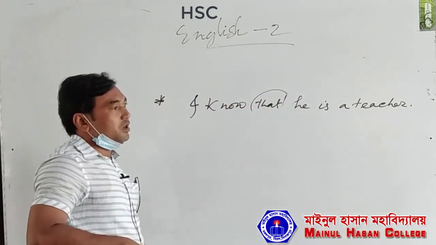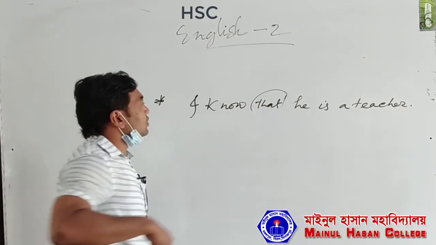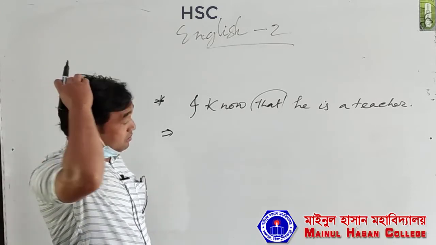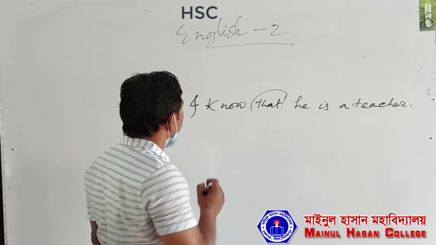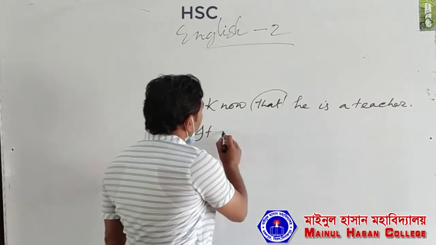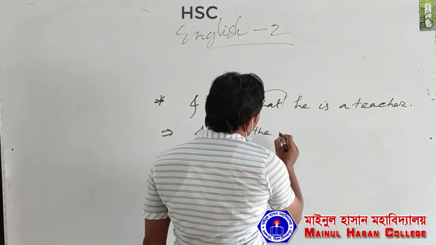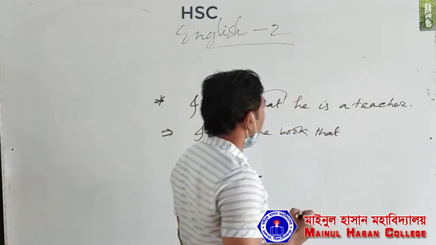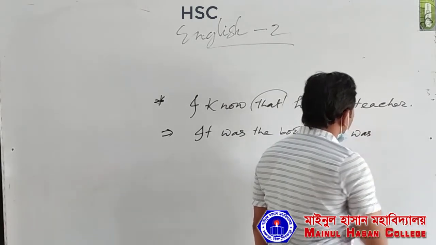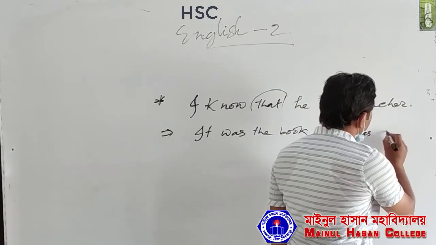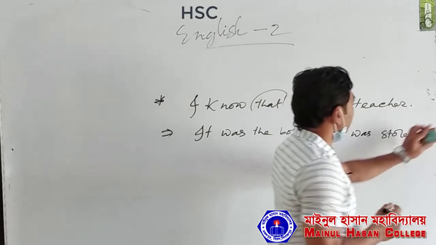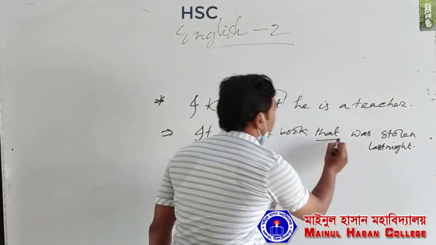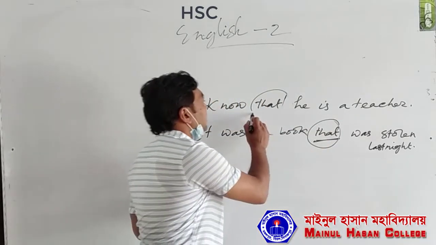Before understanding the difference, I want to present two sentences, then you will see the difference between the relative pronoun and the conjunction. It was the book that was stolen. Here you can also use an adverb, last night. Just look at. Here that is a relative pronoun, here that is a conjunction.